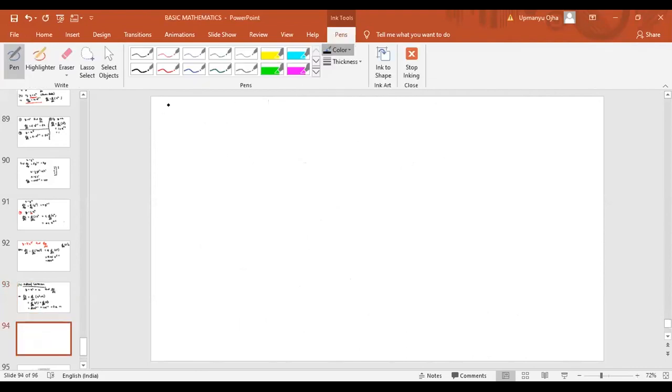If x is equal to 2t power 5 plus t square, now here x is a function of time. Then find dx by dt. Now here if you look at this, we are applying all the four rules which we have discussed.